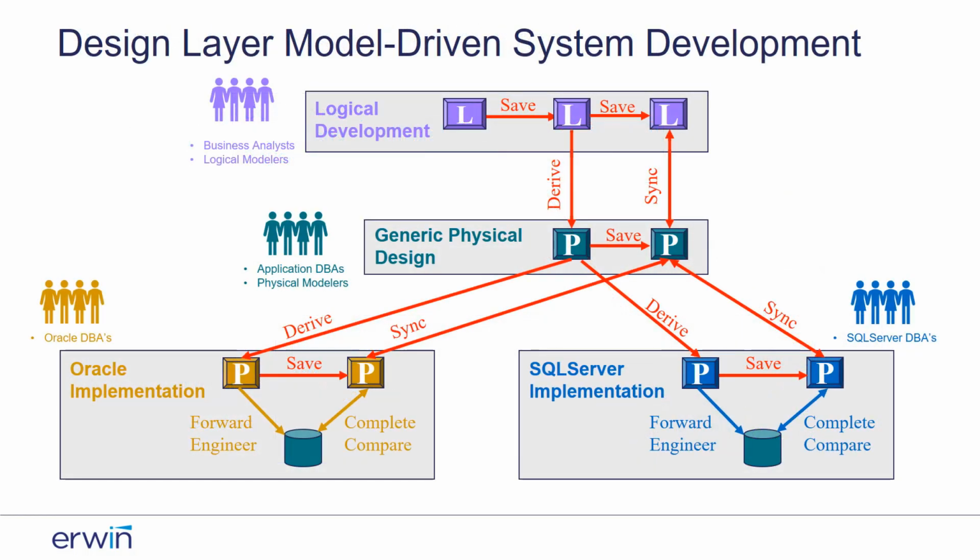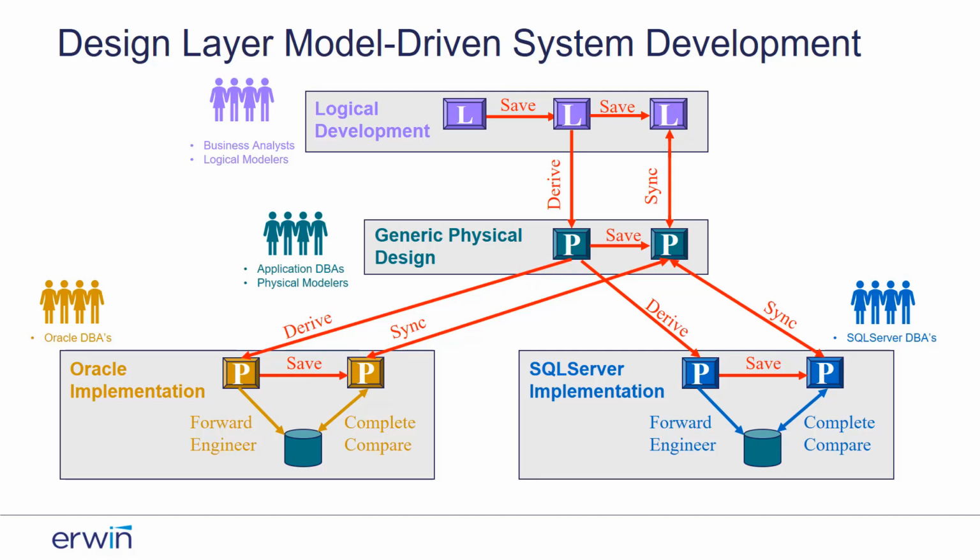Here is just one example of a design layer architecture. Notice the differences between this and the previous slide. Here we have a set of coordinated models being developed by different groups of people for different purposes. We have the logical development and then the generic physical design. From there it splits into the implementation of two different schemas by two different groups of people.